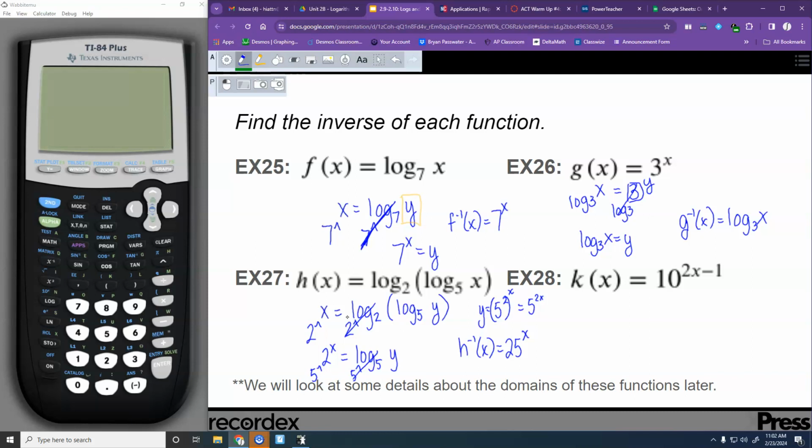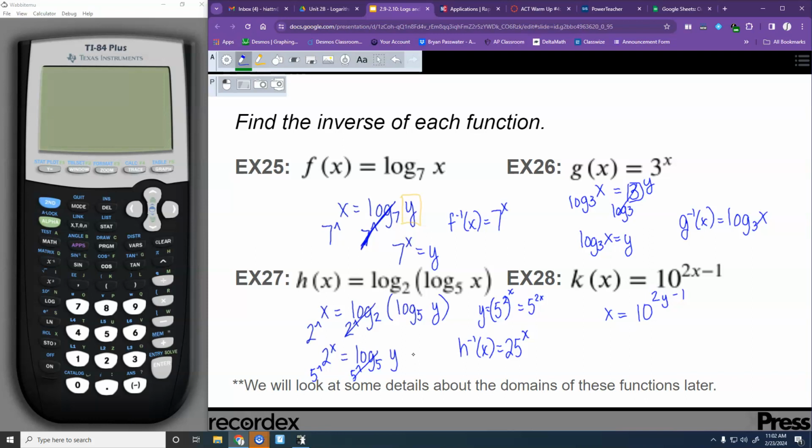Okay. This time we've got an exponential, but it's got more complicated stuff with it, right? So this is going to be x equals 10 to the 2y minus 1. So we have got to solve for that y on the right-hand side. We got to get rid of that 10 first, and it's not 10 times that stuff. It's 10 raised to that power. So how do I get rid of a base of 10?